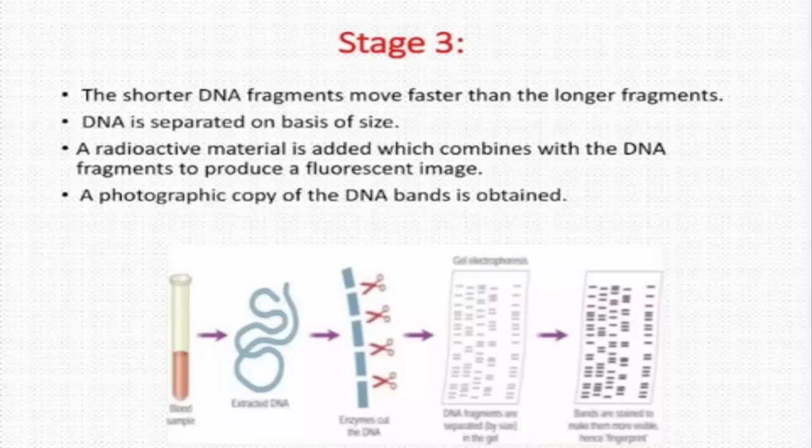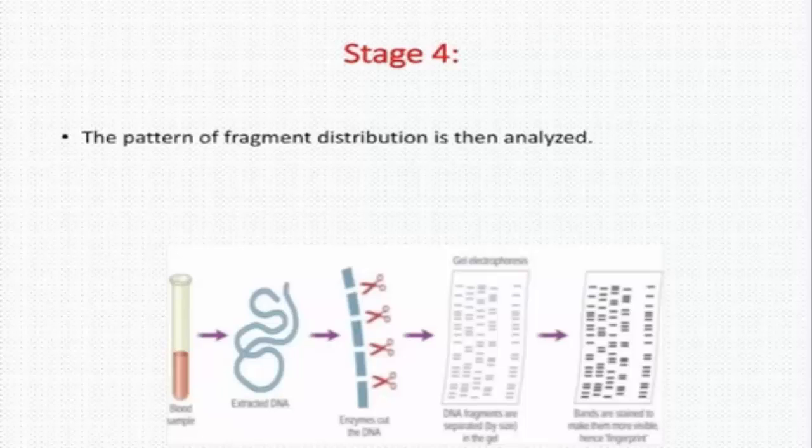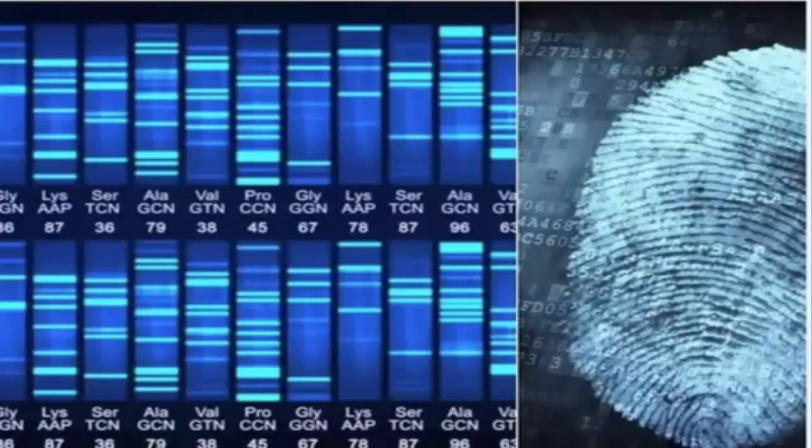A radioactive material is added which combines with the DNA fragments to produce a fluorescent image. A photographic copy of the DNA bands is obtained. Stage 4. The pattern of fragment distribution is then analyzed. This is a sample picture of DNA fingerprinting.